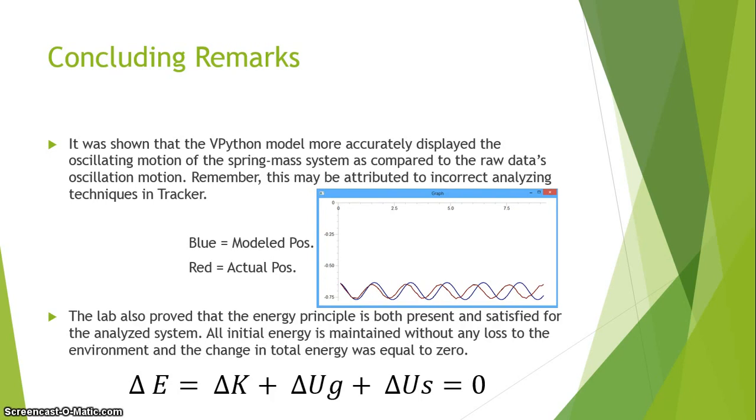Concluding remarks. It was shown that the VPython model more accurately displayed the oscillating motion of the spring mass system as compared to the raw data's oscillation motion. Remember, this may be attributed to incorrect analyzing techniques in Tracker. The lab also proved that the energy principle is both present and satisfied for the analyzed system. All initial energy is maintained without any loss to the environment, and the change in total energy was equal to 0.